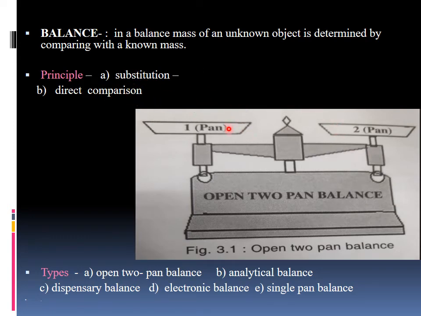Substitution: here we don't add any object to equalize, or keep on adding standard weights. What we do here is that a required weight is preset already. The substance to be weighed is gradually added to the balance pan to reach the equilibrium. So here we try to restore the equilibrium. The weights are removed from the side of the balance to which the matter to be weighed has been added, to restore the equilibrium. Types: open two pan balance, as we see here, analytical balance, dispensary balance, electronic balance, single pan balance.